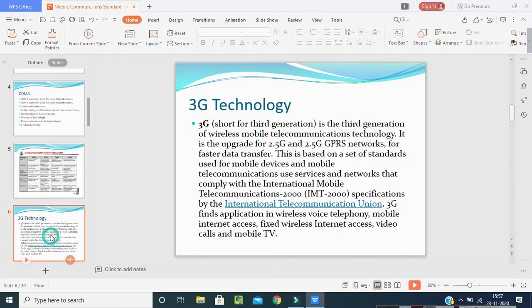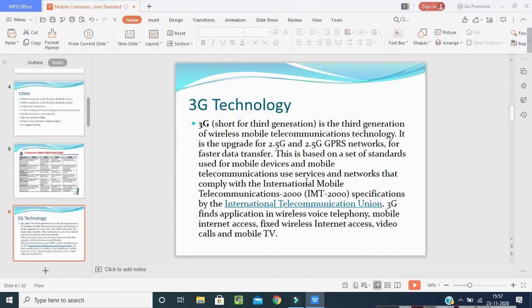Now coming to the main topic, that is 3G. As you know, what do you mean by 1G and 2G. Now coming to our syllabus, we have 3G technology. See the 3G first, it is in short the third generation, also known as the third generation of wireless mobile communications technology. In the internals, they may ask you what you mean by a generation of wireless mobile communications technology.